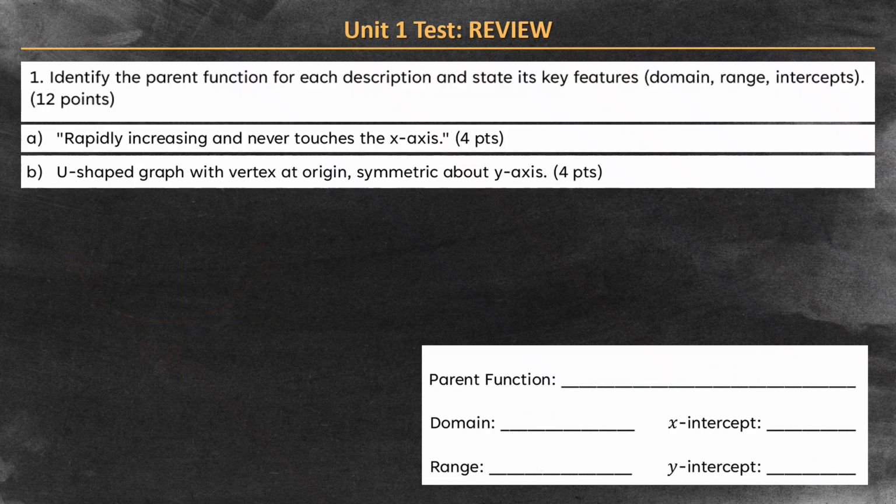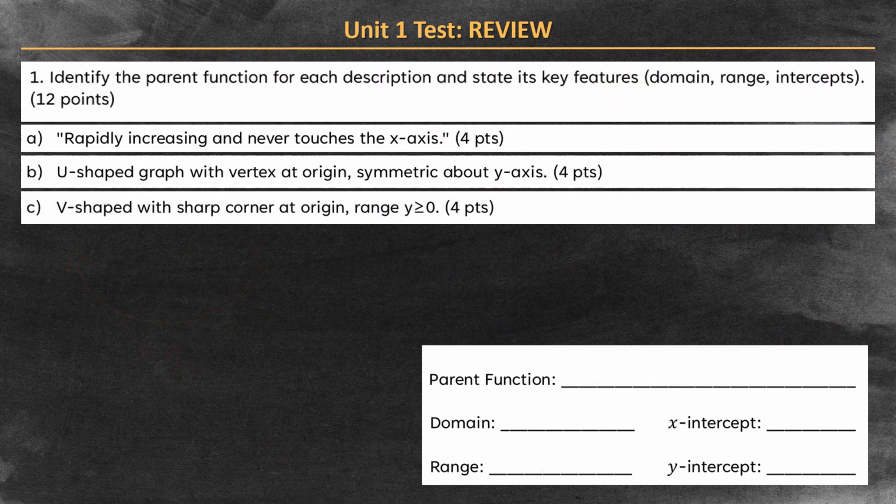Moving on, part C. V-shaped with a sharp corner at the origin. Now, at the origin, there's a sharp corner. Then, what does that look like? It is going to be an absolute value function. So you can also write it as y is equal to absolute value of x.